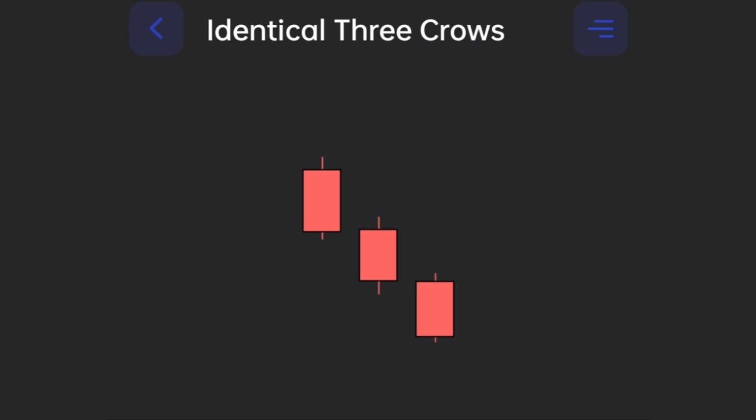How to recognize? The identical three crows candlestick pattern is a three-bar bearish reversal pattern. It occurs during an uptrend. It is made of three consecutive bearish candlesticks.